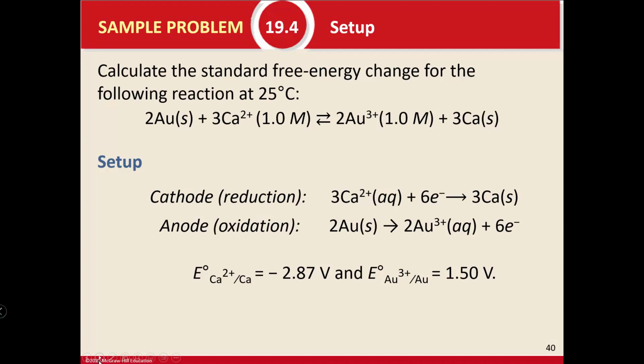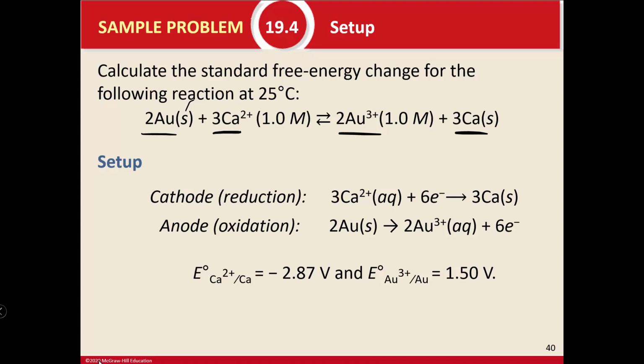All right, so let's look at this problem. This is a good problem. It says calculate the standard free energy change for the following reaction at 25 degrees Celsius. So we can see from this reaction calcium ions being reduced and silver is being oxidized. And they tell us the concentrations.